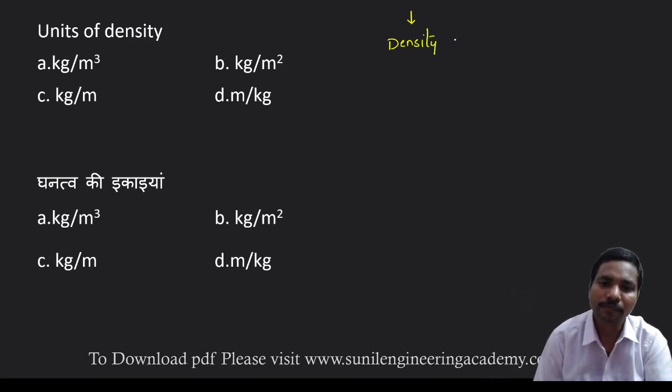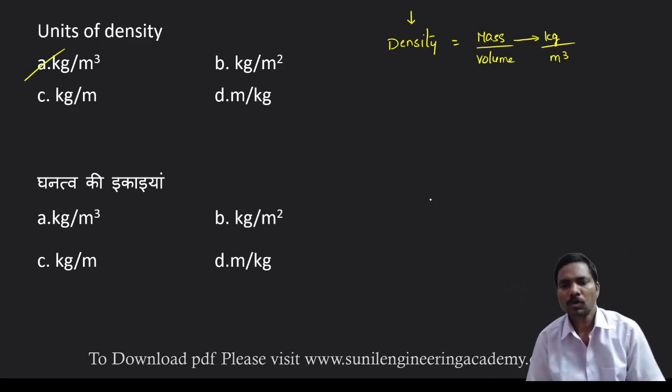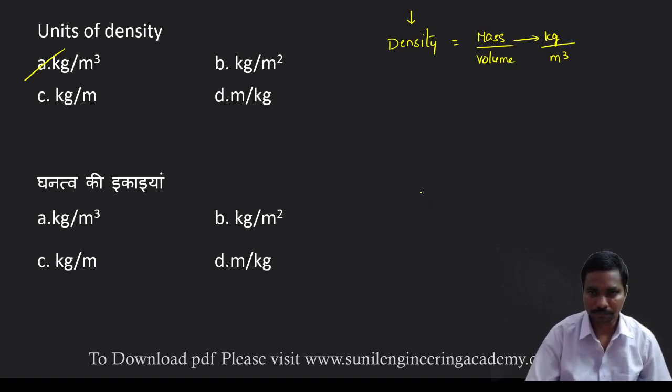So density formula: mass by volume. Mass is in kg, volume in meter cube. So kg per meter cube. So the answer is option A. Coming to the next question.